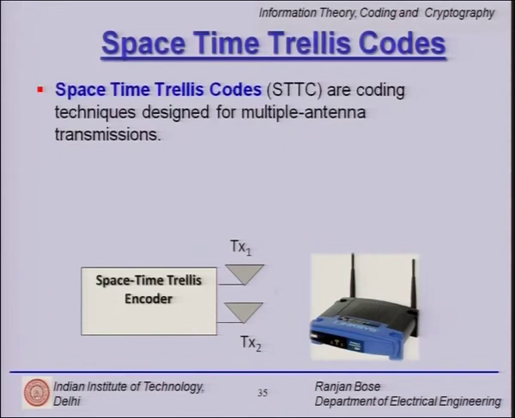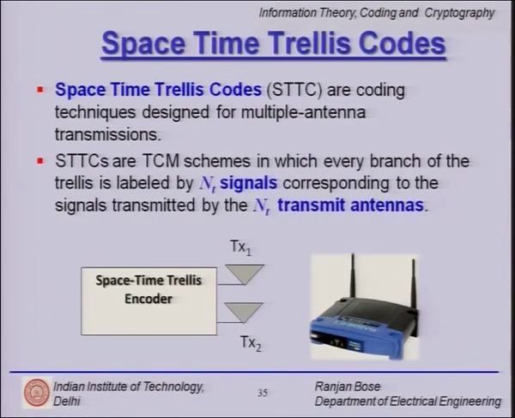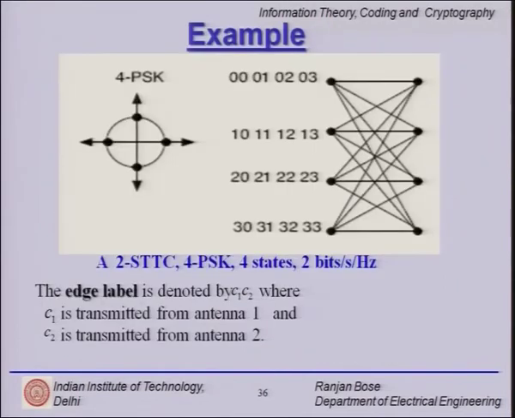So, now we go to multi antenna systems. So, we have TCM schemes where every branch is labeled with NT signals. In this example, there are two transmit antennas. So, every branch will have two symbols. If I have NT transmit antennas, I will have NT symbols. Let us look at a very simple example. So, there are 4 states in this trellis, and it is sufficient to draw the first portion of the trellis diagram, because it will repeat infinitely after this.